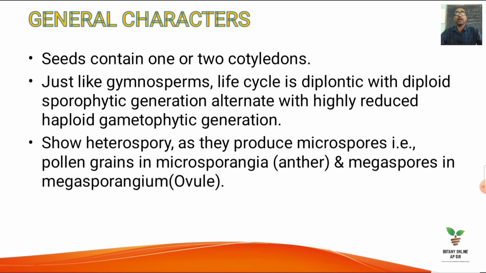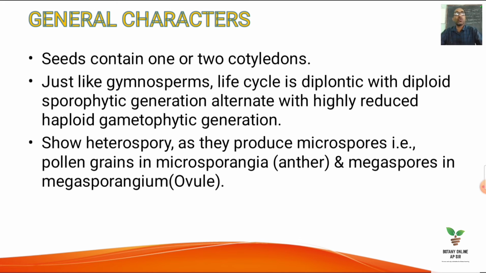Got it? Another important point you have to remember is that the life cycle of angiosperms is diplontic. What is diplontic? That is, it has a diploid sporophytic generation alternating with a highly reduced haploid gametophytic generation. Like gymnosperms, it is also diplontic, and here the sporophytic generation is highly evolved and diploid in nature, whereas the gametophytic generation is haploid and highly reduced. This is the general feature of the life cycle in angiosperms.